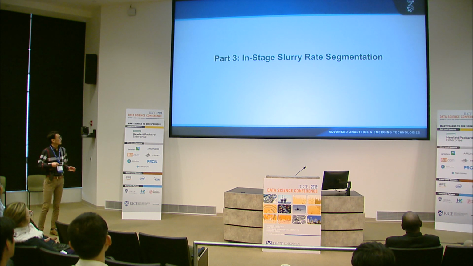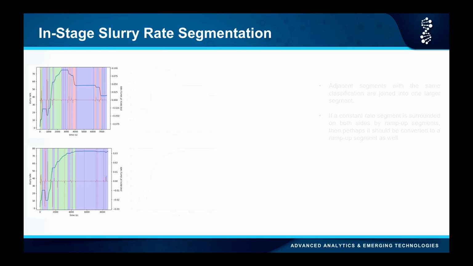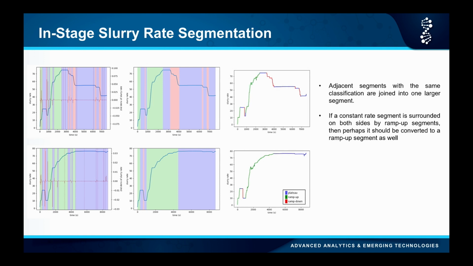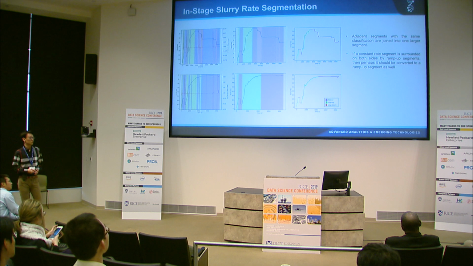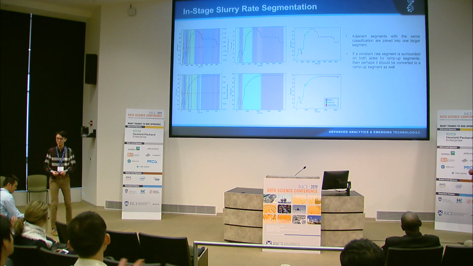And I think we are kind of out of time, so I'll just run through the third part, which is done by Louis. The third part is, after we apply the first two models, we are ready to examine a single stage. What we are doing is we are trying to segment a single stage as ramp up, constant rate pumping, and then ramp down portion. And we are looking at the second derivative and also the first derivative of the time series data to do this kind of segmentation. And that's it for the presentation. Thank you.